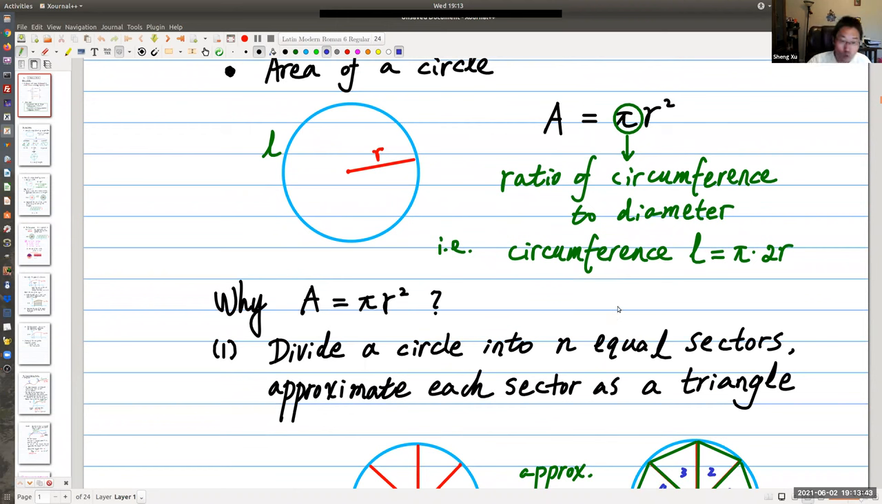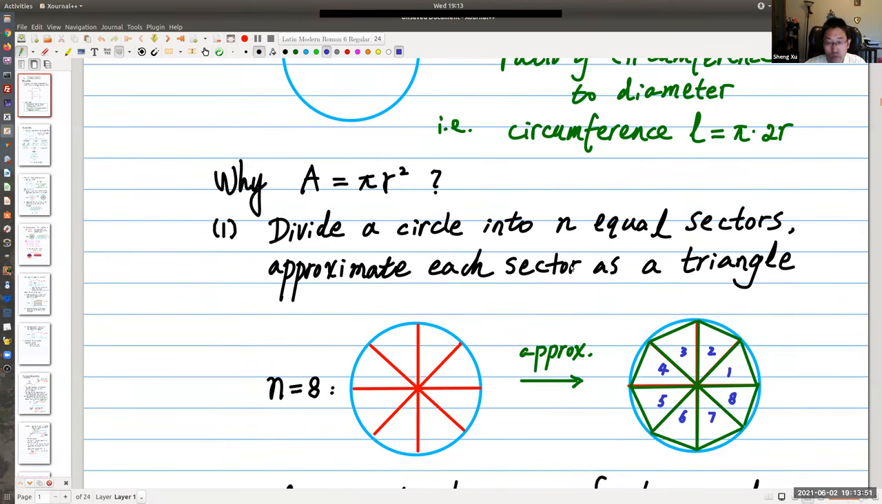Now, why is the area of a circle pi r squared? So let's consider an approximation problem. So I want to find the area of this circle here. Look at this picture here. Can you guys see my cursor here? That arrow, can you see it? Yes, okay, thank you, Tianxin.